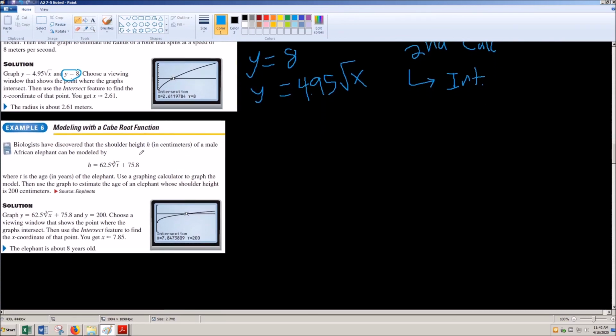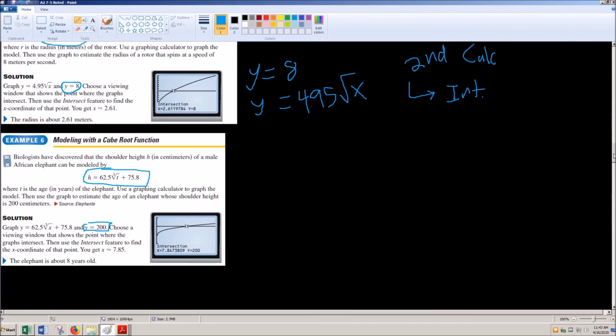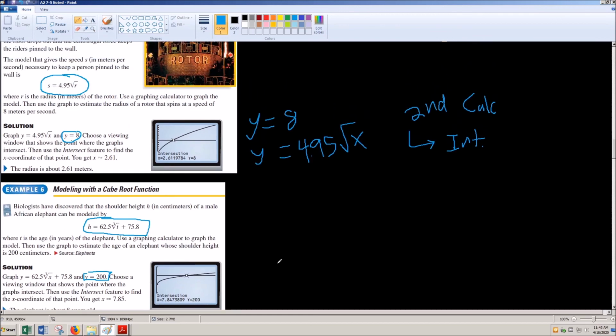Again, same concept here. This one uses a cube root function instead, and it's saying, okay, set this thing equal to some value. The value it's choosing is 200. So we end up getting the average age of an elephant at this determined height to be approximately 7.85 years. So again, just another example of using the calculator to solve these things. And that's it. So that's all of our graphing, cube root, and square root function stuff. Fun.